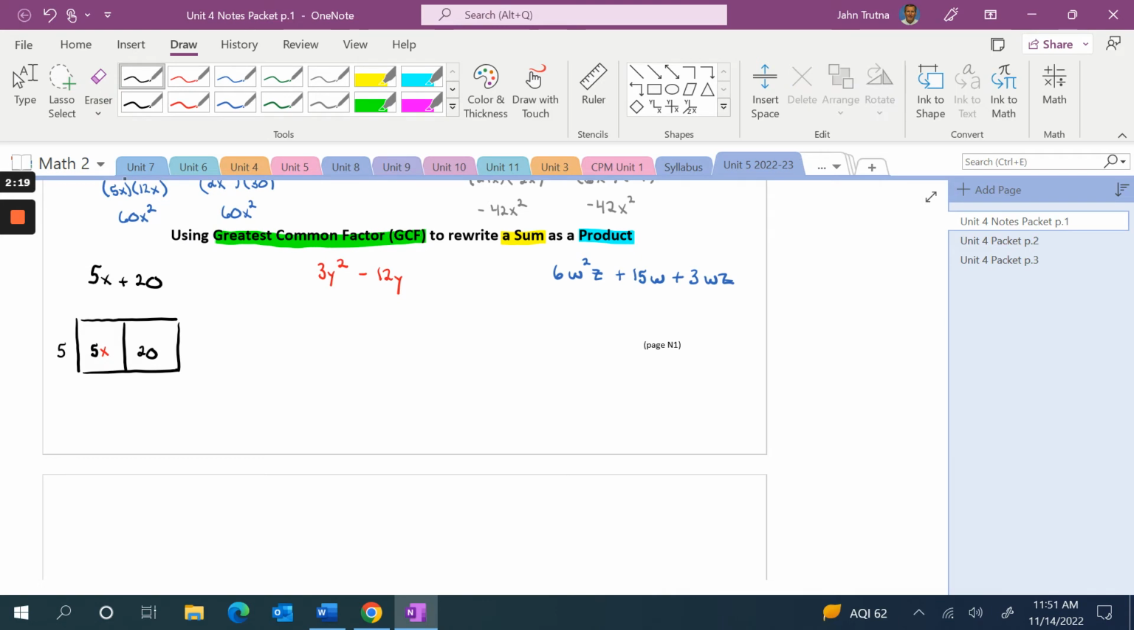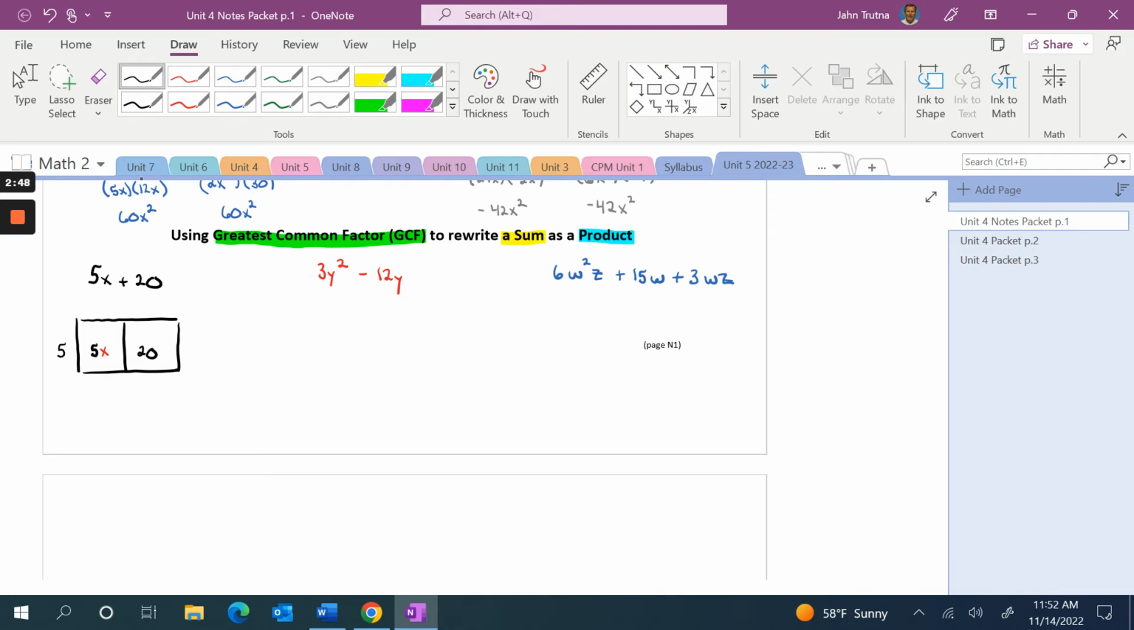Then you go to the letters, the variables, and if there are variables in each of the rectangles, but there is not, as you can see, there's only an x in the left rectangle here. If there was another x over here, we would take those x's out and put them out here. But 5 is the greatest number that divides into 5 and 20.